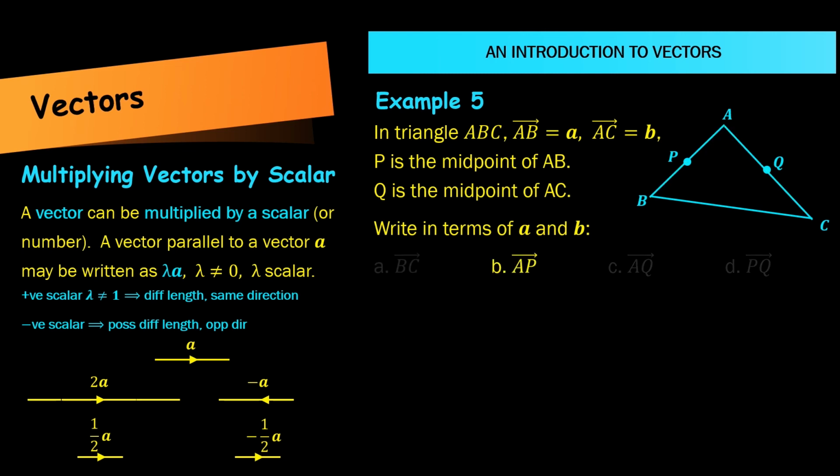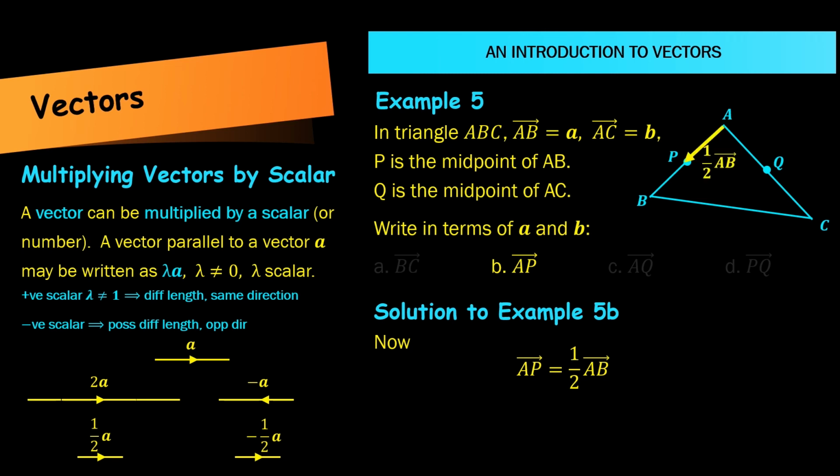Now let's solve example 5b. The vector AP is equal to half AB, as shown. This in turn is equal to half a, since AB equals a.